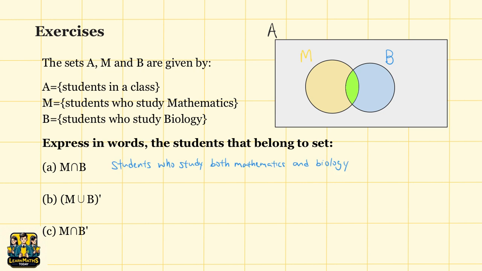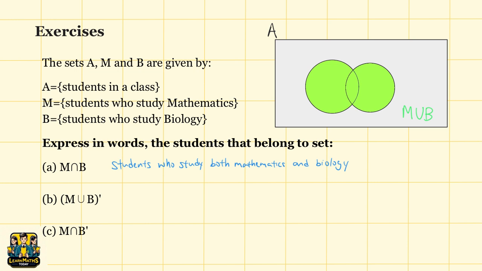Now the next one requires us to first find the union of set M and set B, and then we take the complement of this set. Let's do this step by step. First, let's shade all the areas that are in the union of set M and set B, meaning the circle in yellow and the circle in blue should all be shaded.